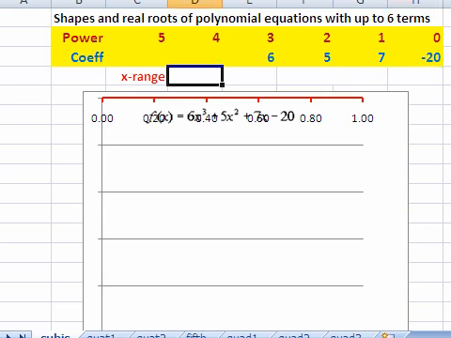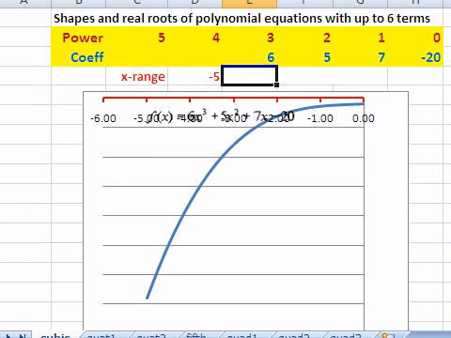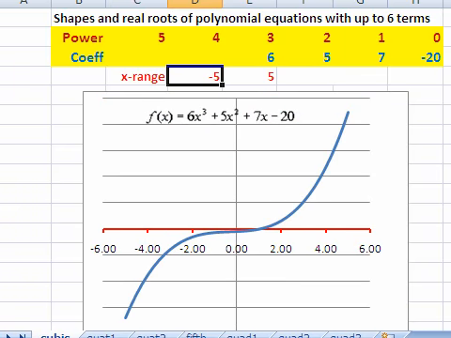Now we need to specify a range of x values over which we would like to examine the shape of this curve. Let's start with minus 5 to plus 5, see what we have. Okay, that's a reasonably good range to look for.